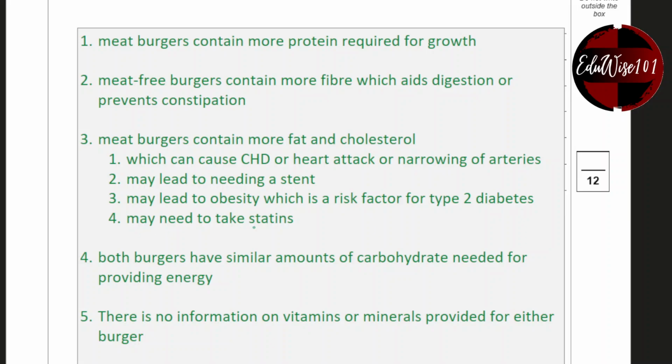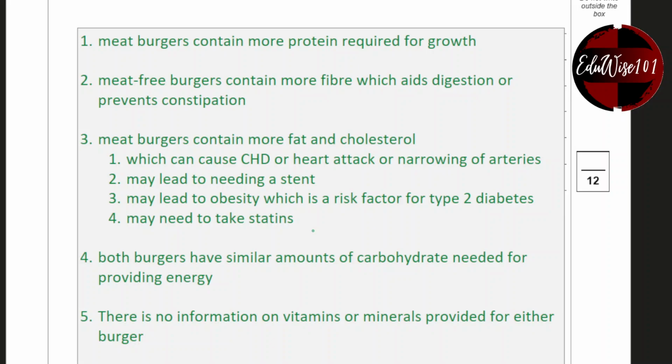You may need to take statins, which are drugs to reduce blood cholesterol. Both burgers have similar amounts of carbohydrate, needed for providing energy. There is no information on minerals and vitamins provided for either burger. So those are your main 5 points, which is information that is actually from the table.